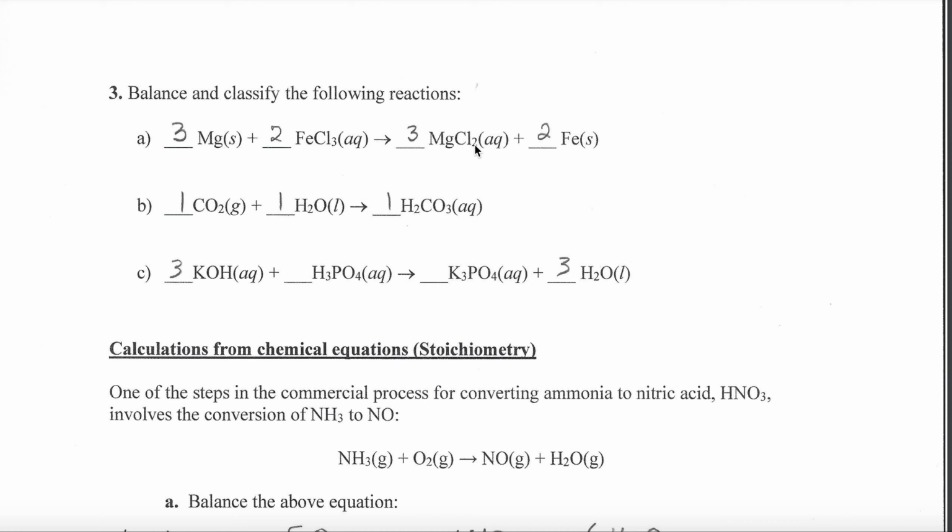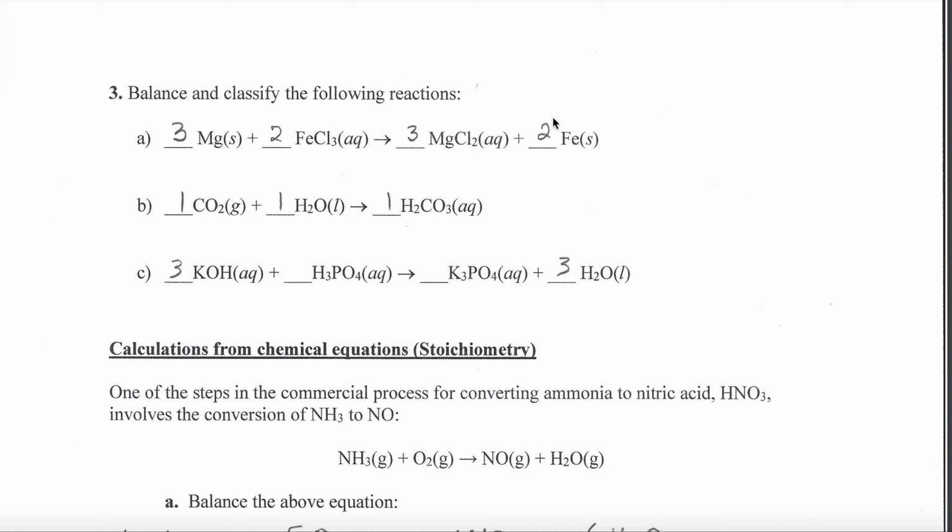And the only way to make them equal is to multiply by 2 on one side and 3 on the other side to get 6. That's the lowest common multiple. Okay. When you multiply this by 2, you multiply it by 3, you end up with 6. 2 times 3 is 6 chloride. 3 times 2, that's 6 chloride. Now you just have to adjust to balance the Fe and magnesium, and we're done.